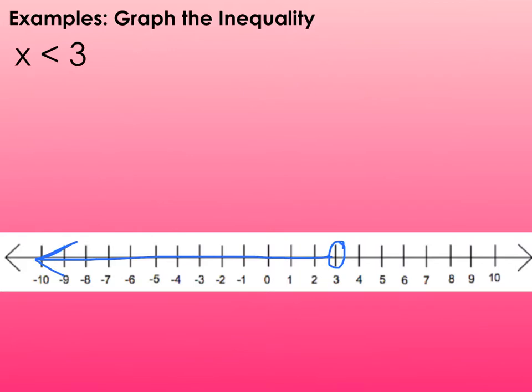Then I could pick any number that is in the shaded region. So for instance, I'm going to say -5. Next, I'll just plug it in. So -5 is less than 3. Ask myself, is this true? -5 is smaller than 3, or is less than, so I know I have the correct graph.